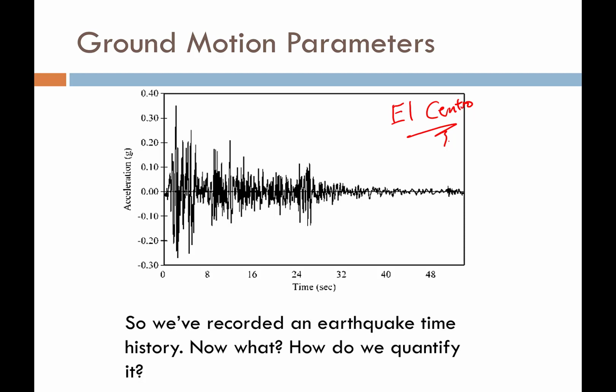We now have tens of thousands, if not hundreds of thousands, of recorded ground motions, because earthquakes happen all over the world every single day. And so now we have these records. So let's go back to this question that I have listed here at the bottom. You've recorded an earthquake. You have this time history. Now what? How are you going to quantify this? How are you going to describe this time history using just a few numbers?